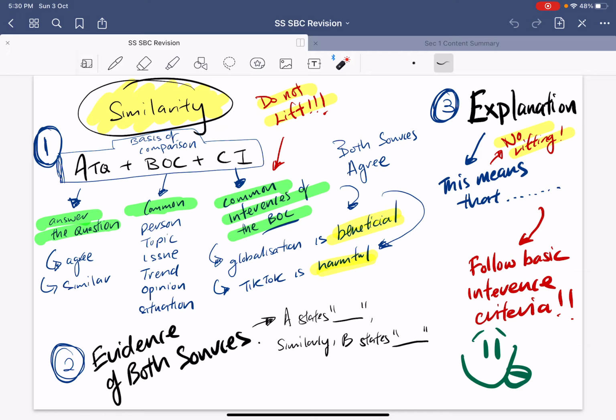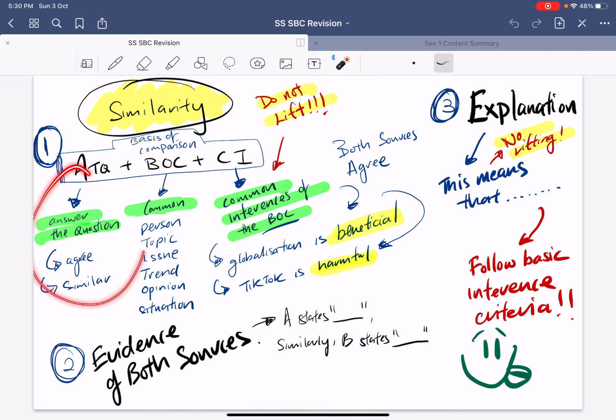I'll start with the similarity paragraph first. Basically, the format is very simple. In the first line, you must answer the question, ATQ. Next, you must write your BOC. So go and look for the BOC first before you start. BOC means basis of comparison. Next, find out what your common inferences are. Because you say that they are similar, right? Hence, they must have the same common inferences.